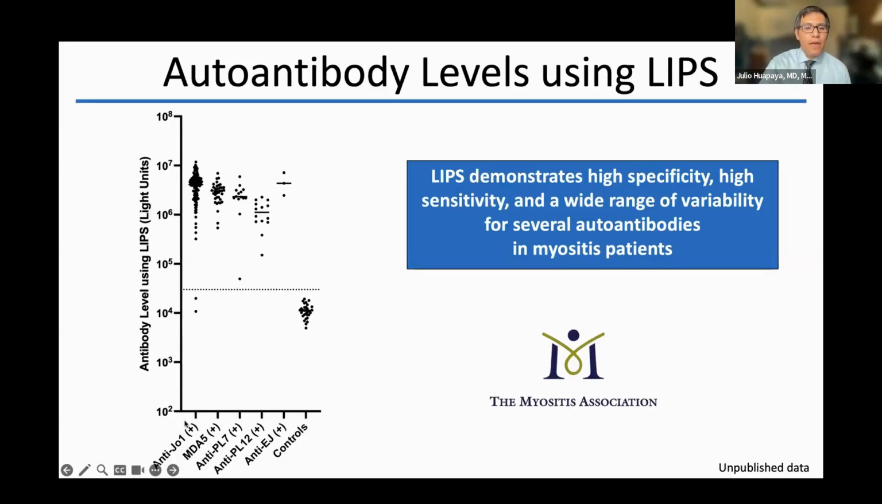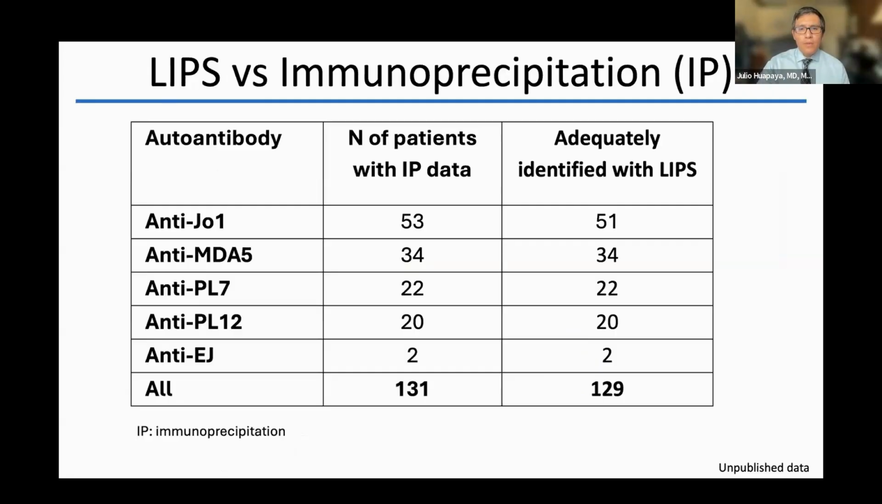And on the x-axis, I have different antibodies. So we have measured close to 200 patients with anti-Jo1 levels, MDA5, PL7, PL12, EJ. And again, you don't need to remember the types, but we are able to quantify these levels.